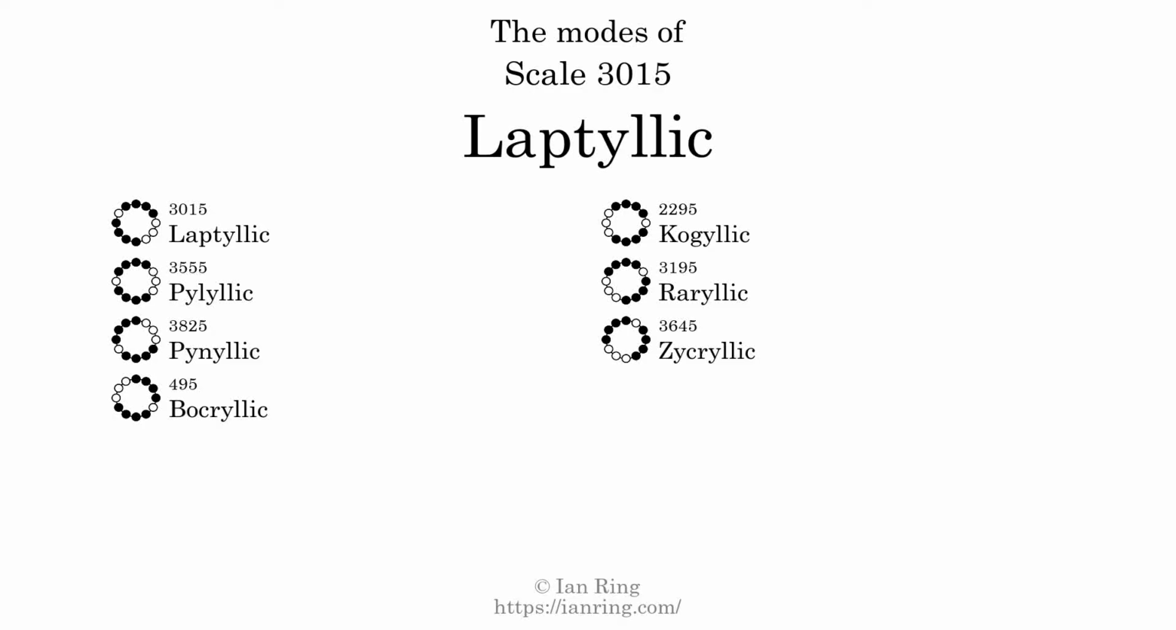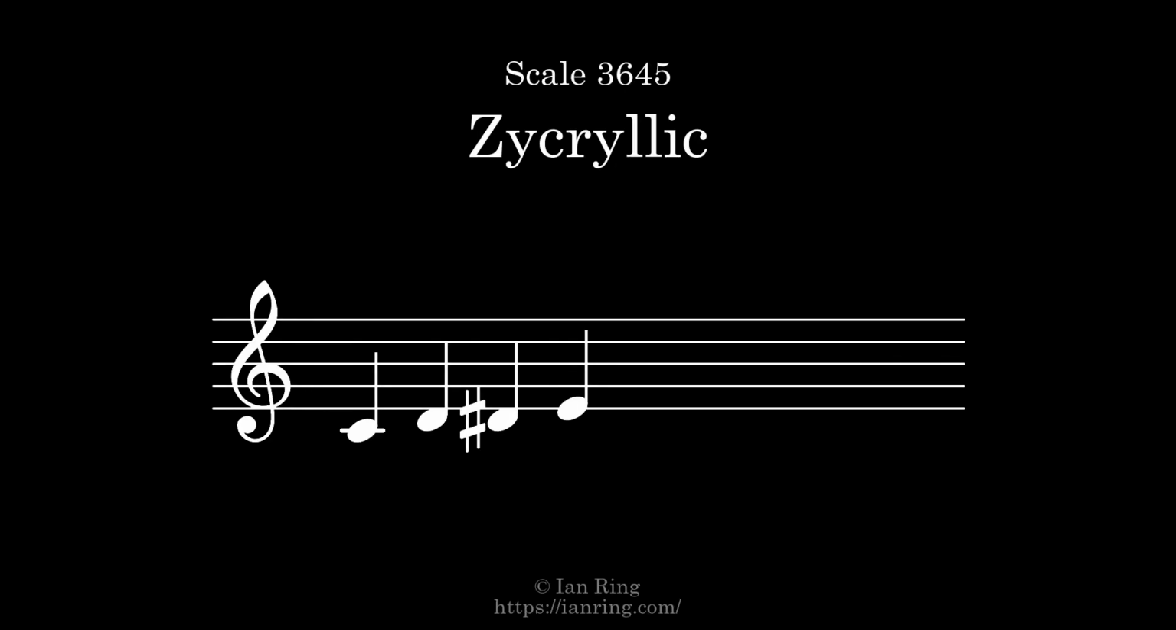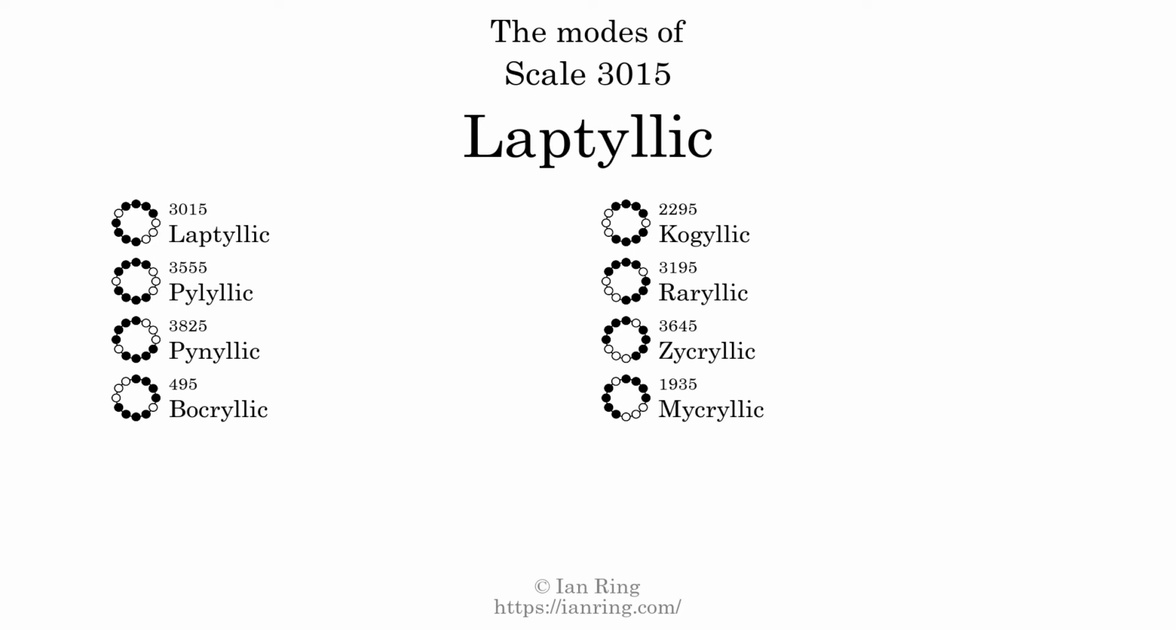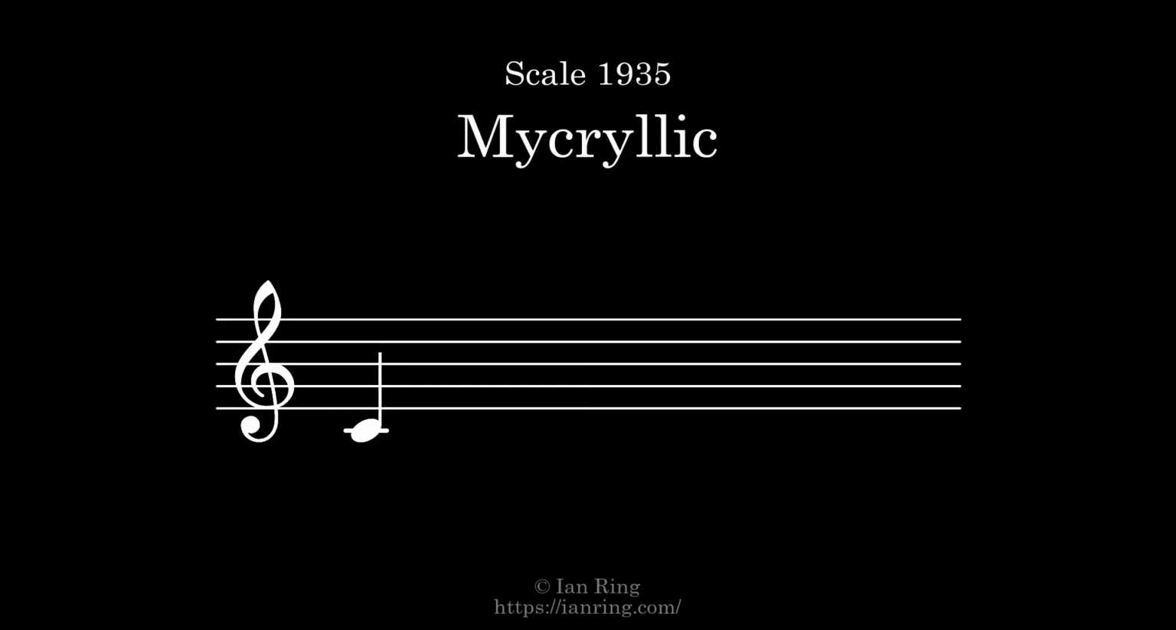The seventh mode is scale 3645, also known as Zycrylic. It sounds like this. The eighth and last mode is scale 1935, also known as Mycrylic. It sounds like this.